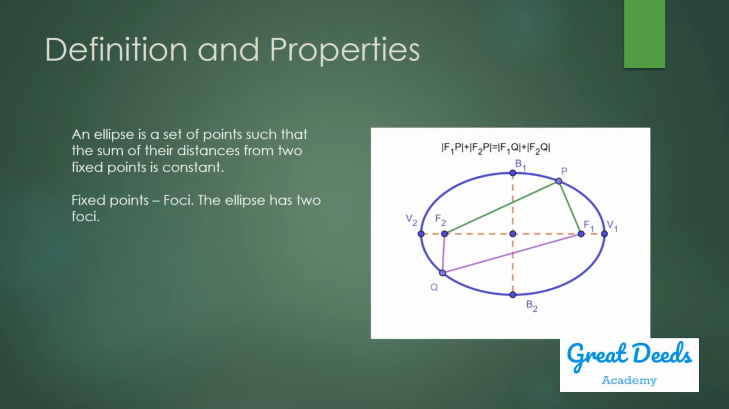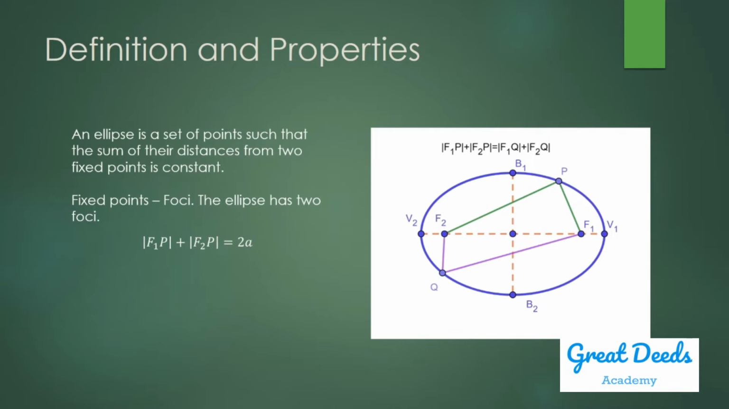Given an ellipse, let us locate point P. That point has a distance from one focus, and that is given by the length of the line segment PF1. It also has a distance from the other focus, and that distance is given by the length of the line segment PF2. The sum of those two distances is equal to a constant. Let us call that constant 2 times A.